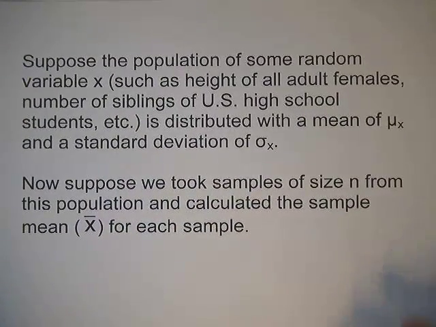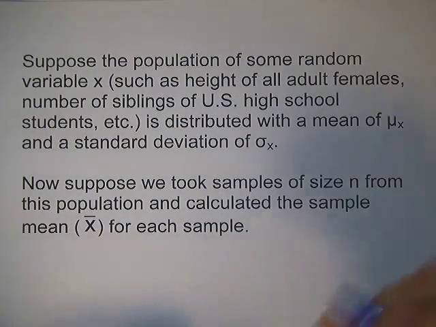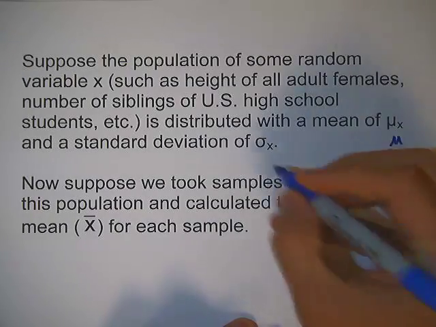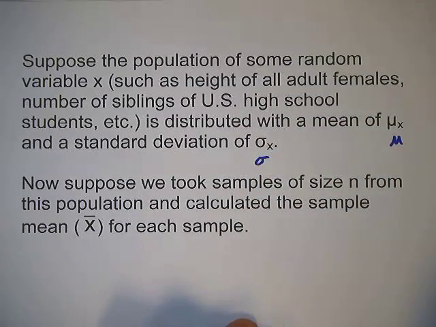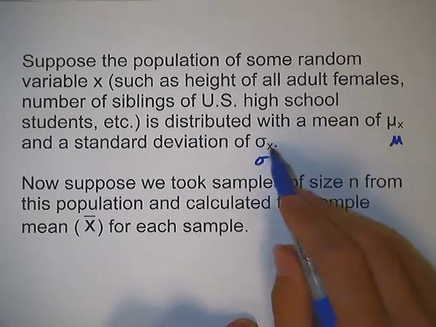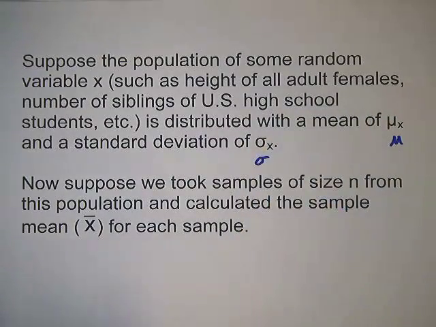Suppose the population of some random variable x, such as the height of all adult females or the number of siblings of US high school students, is distributed with a mean of mu sub x and a standard deviation of sigma sub x. Sometimes you'll see this with a subscript of x, other times just mu and sigma. The x is just whatever variable. These are both population parameters: a population mean and a population standard deviation.